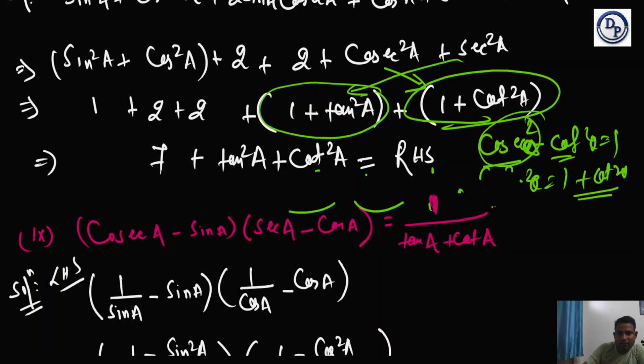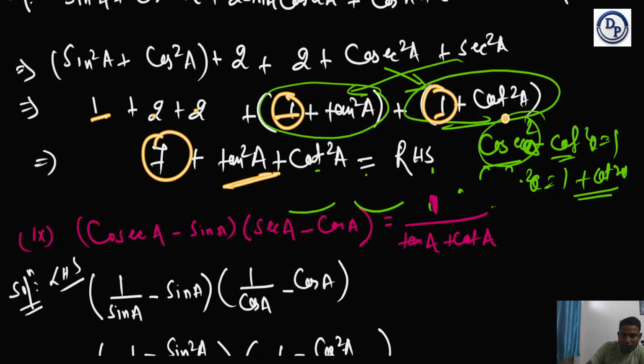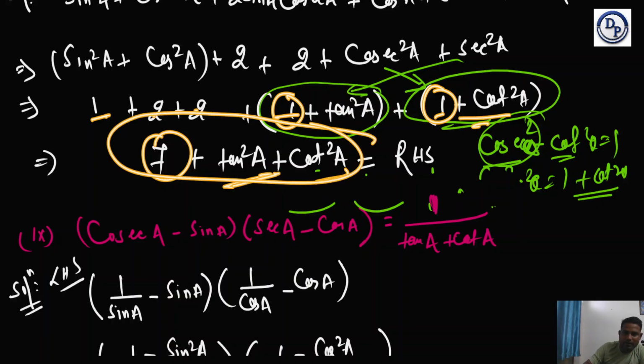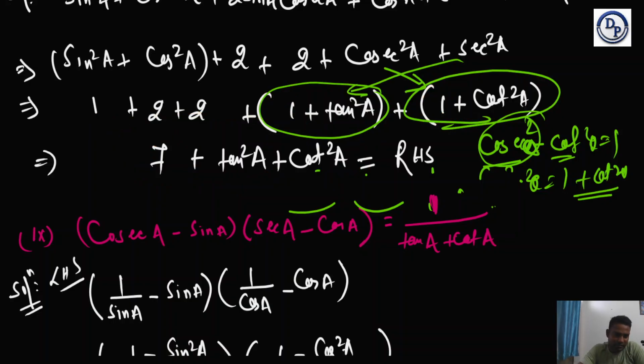Now what we did? So this becomes 1 here and 1 here. These ones are collected: 1 plus 1 is 2, 2 plus 1 is 3, and so on up to 7, I wrote here, and tan square A is written here and tan square A. So this is what we have proved as RHS. I hope you understand this problem as well.